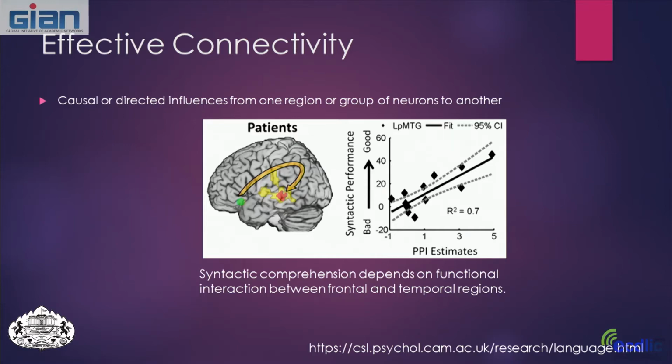Effective connectivity is causal or directed influences from one region or group of neurons to another. So what this means is that if one region of the brain activates, it has an effect or a direct influence on a group of neurons in another region of the brain. And we see this sometimes in the frontal lobe and its interactions with other parts of the brain. So the frontal lobe sometimes will have a process that can come back and inhibit a part of the more primitive center of the brain. So we call this effective connectivity. And this depends on the functional interactions between, again, one region of the brain and the other.